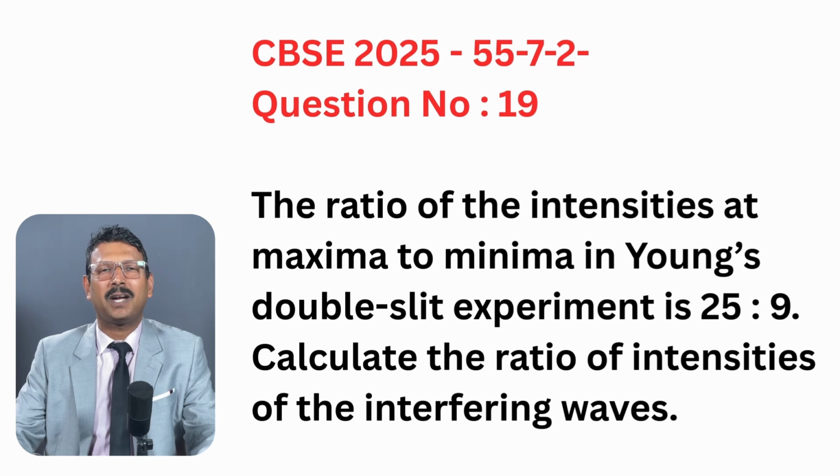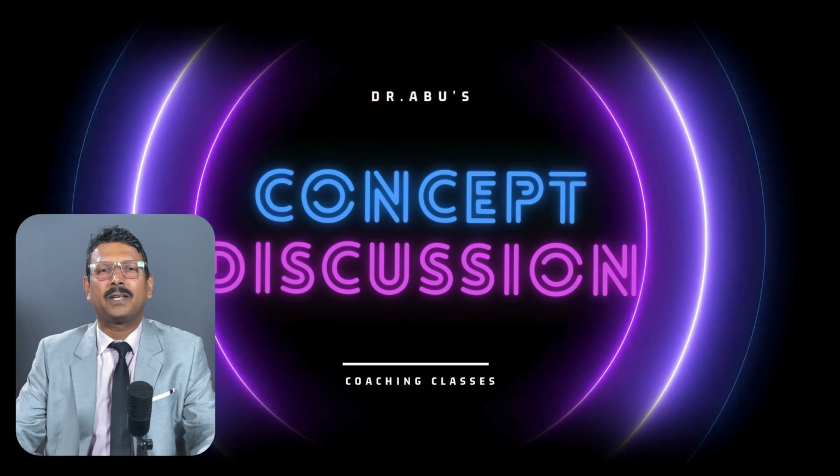Paper code is 5572, question number 19. The question is, the ratio of the intensities at maxima to minima in Young's double slit experiment is 25:9. Calculate the ratio of intensities of the interfering waves.